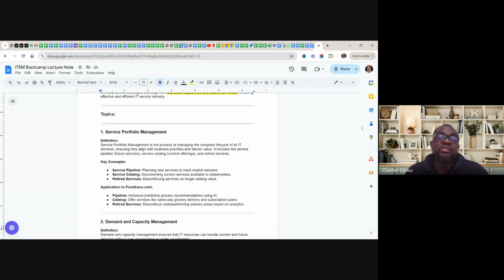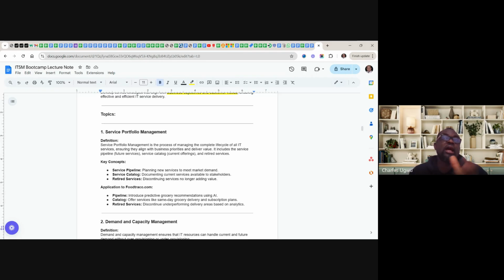Number one is service portfolio management. What is service portfolio management? Service portfolio management is the process of managing the complete life cycle of all IT services, ensuring that they align with business priority and deliver value. They include the service pipeline, which means future services, and the service catalog, what you are offering at the moment.